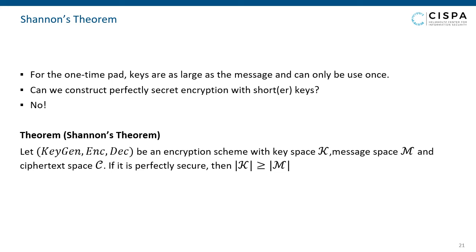If (KeyGen, Enc, Dec) is an encryption scheme with key space K, message space M, and ciphertext space C, it holds that if the scheme is perfectly secure, then the key space is at least as large as the message space. In reverse, if I have a scheme where the key space is smaller than the message space, which means that I can encode the keys as shorter strings than the messages, then such a scheme cannot be perfectly secure.